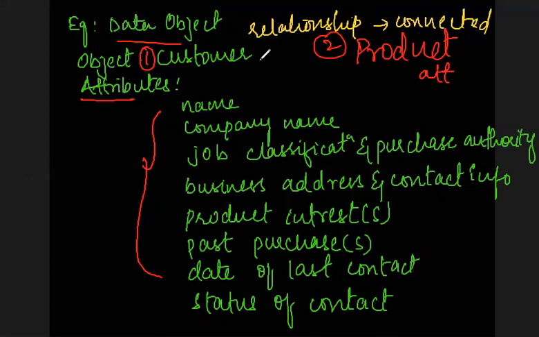Now if we connect the customer with the product, what is the relationship? The customer is going to purchase the product. So the relationship is purchases. The customer is purchasing the product. These two objects are connected by the relationship. There are multiple relationships. One relationship is the purchasing relationship between these two different data objects.